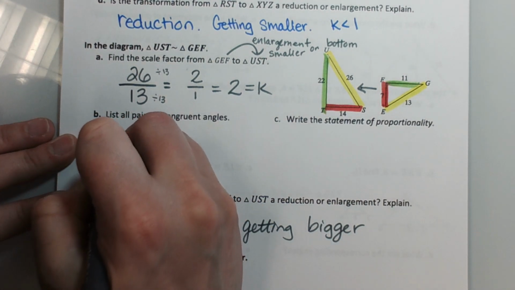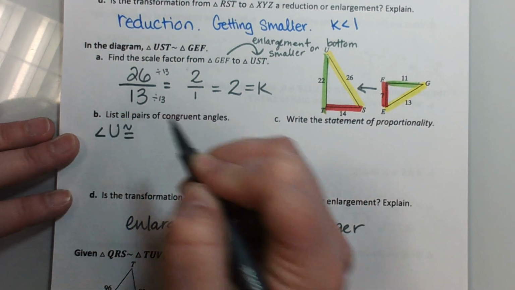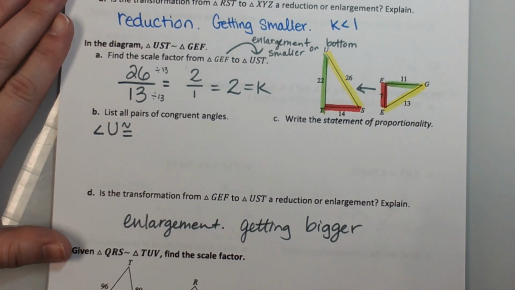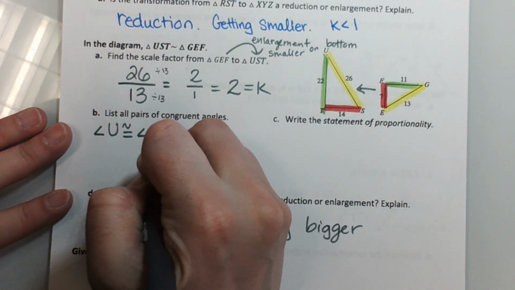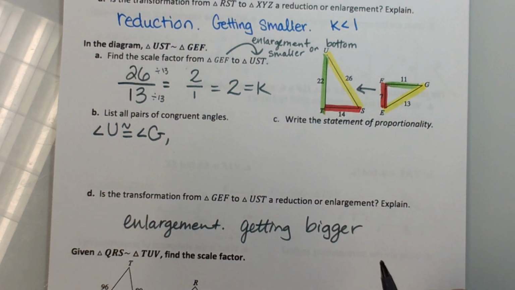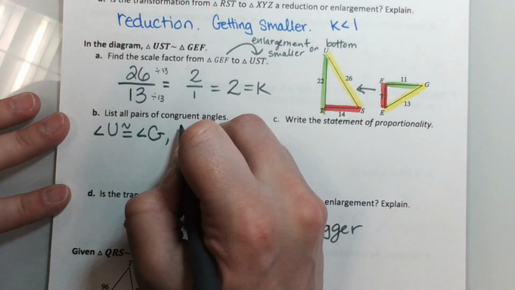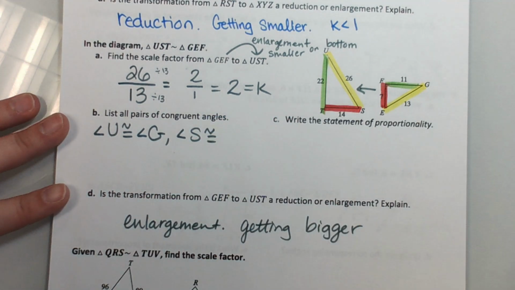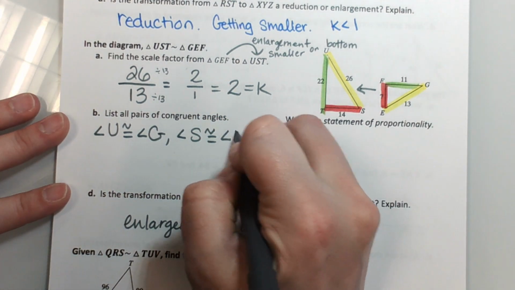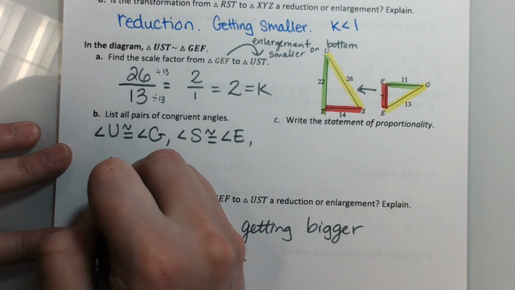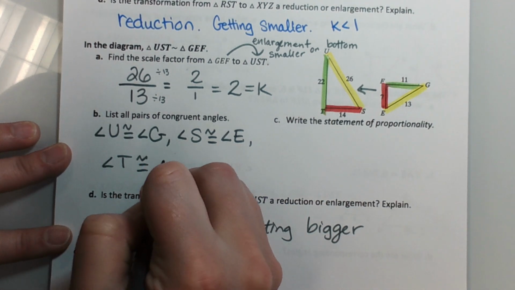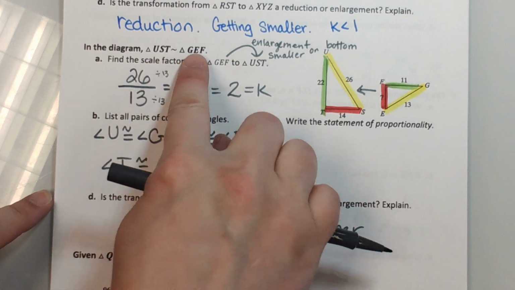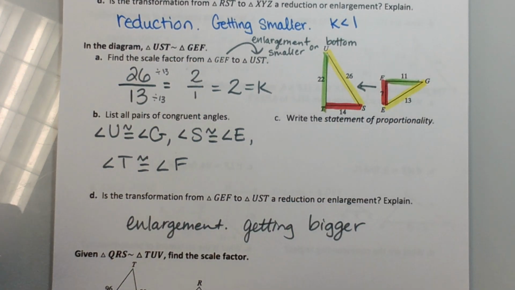I need corresponding angles. Nate, angle U is congruent to which angle? G. Aiden, angle S is congruent to which angle? Which means angle T's gotta be congruent to angle F. They're in the same place in the names. They also are between the same colored sides.